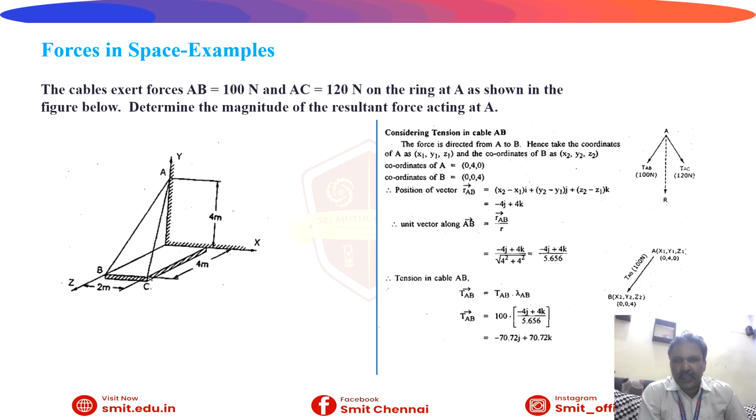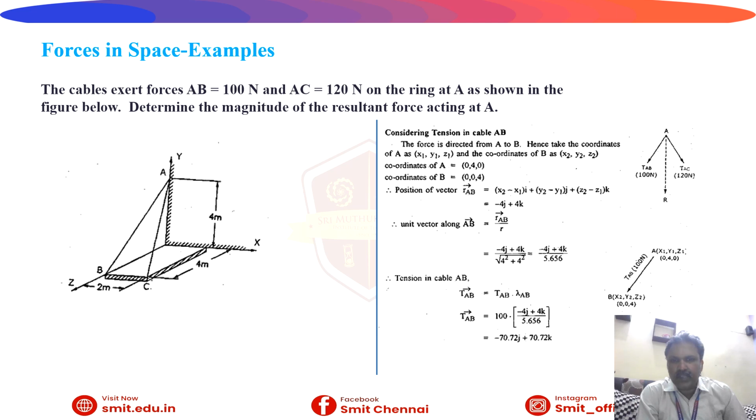Hence take the coordinates of A as x1, y1 and z1. Coordinates of B is x2, y2, z2. This kind of coordinates type you have seen in part 3 video also, as well as I represented in the starting of this video lecture. So now we have to take the coordinates. You have to locate all the coordinates.